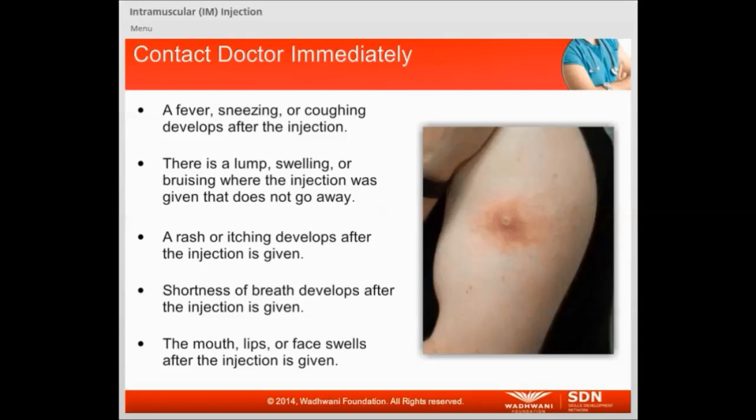Now let us see a demonstration on administering an IM injection.